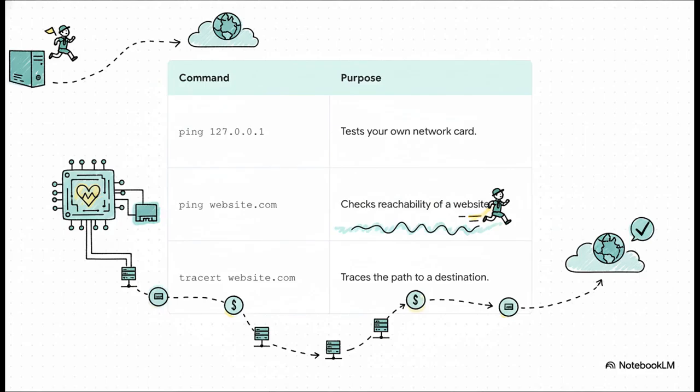Okay, next up is ping. This is like sending a little scout out into the network to see if the road is clear. You always start by pinging 127.0.0.1. That's your own computer. It's like talking to yourself. If you get a reply, you know your own network card is working fine. Then you can try to ping a website to see if you can actually reach the outside world. And tracert is even cooler. It literally shows you every single stop your data makes on its journey across the internet.